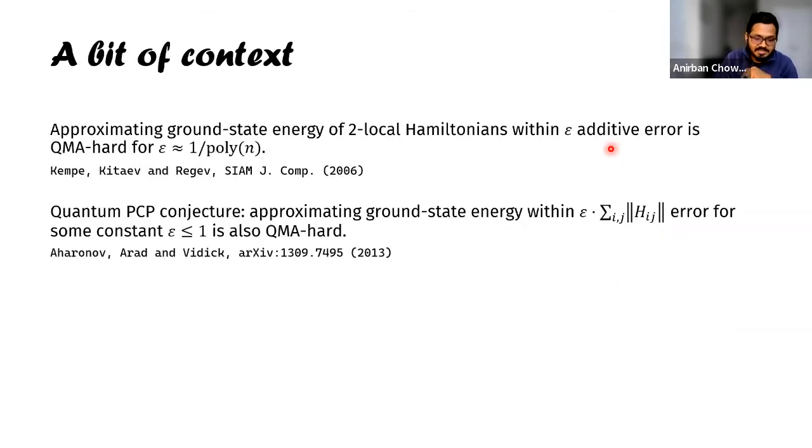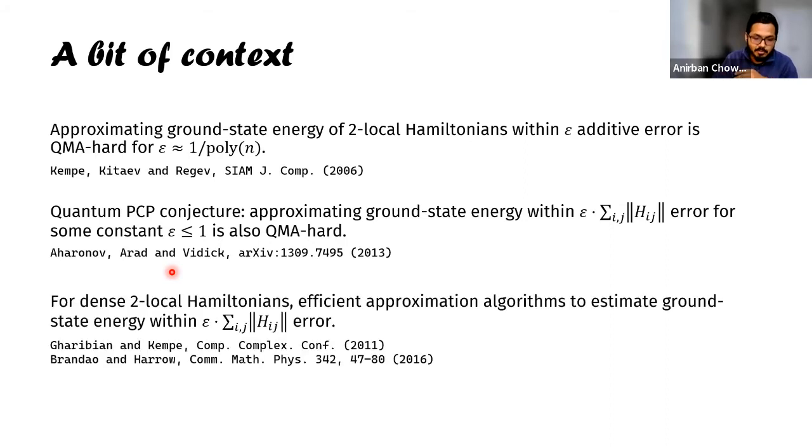And just to give a bit of context, we believe that approximating ground state energy within this kind of relative error for some epsilon is also QMA hard. This is based on something called the quantum PCP conjecture. But despite this presumed hardness of the general problem for general local Hamiltonians, we know that for dense two-local Hamiltonians, there exist efficient approximation algorithms to estimate the ground state energy within similar error. And our work you can think of as extending this to the more general problem of free energy. We use certain different techniques, but we build on some of the ideas in these prior works.